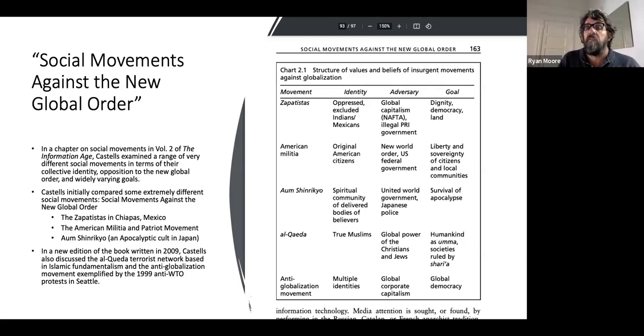Castells is taking these as examples of very different movements, but in one way or another, they see their adversary as being something similar, whether they understand it as a new world order or a united world government or global corporate capitalism. In one way or another, they have mobilized against some sense of a global, worldwide adversary. Even though they understand that adversary as being something different, there is a sense, Castells is arguing here, of commonality in that they have an adversary that they perceive to be global or worldwide in some capacity.